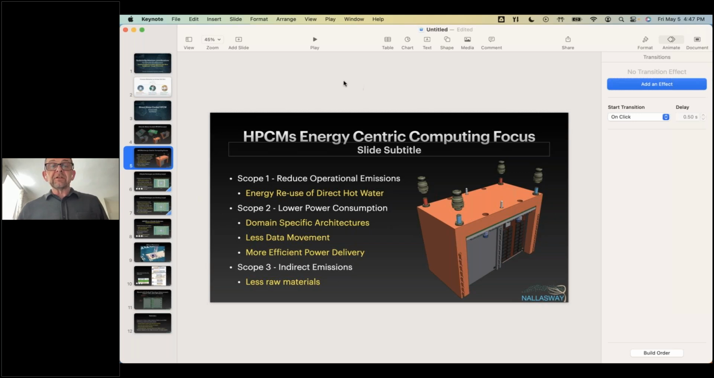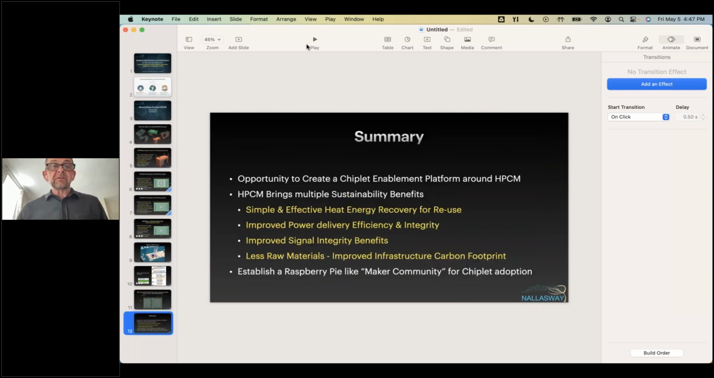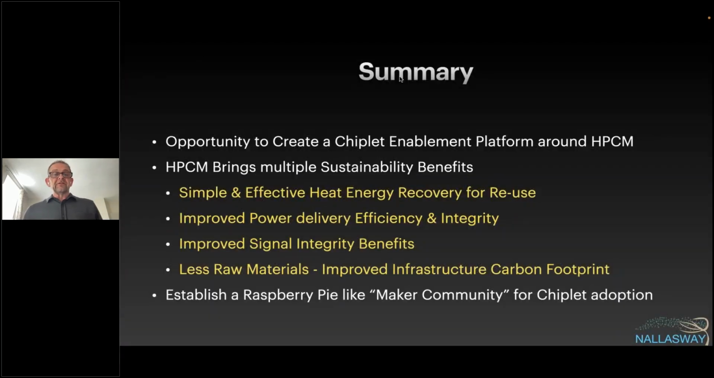So really, I've only got a summary slide now, so let me just switch to the summary slide. I think we've got an opportunity to create a chiplet enablement platform around HPCM. That's my, I guess, call to action. Is that a possibility? And if we do, HPCM, outside of just the chiplet enablement, brings multiple sustainability benefits.